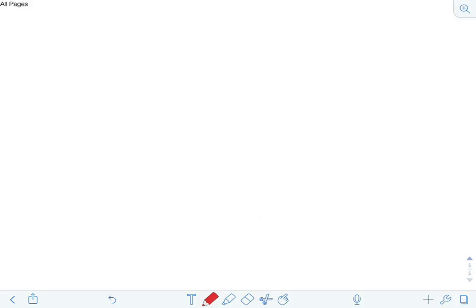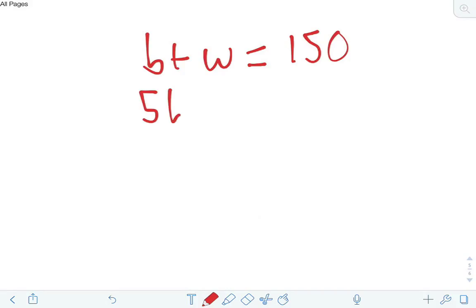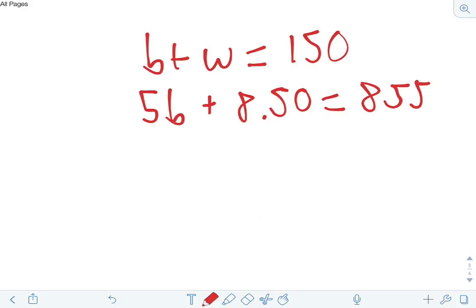We're going to start from our basic example of beverages, where we had some number of beers, some number of wines, and we knew the total number of beverages sold was 150. The beverages are $5 per beer and $8.50 per glass of wine, and we know we had made $855 at the end of the night. The question is, what is B and what is W?